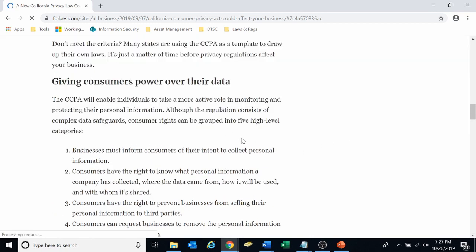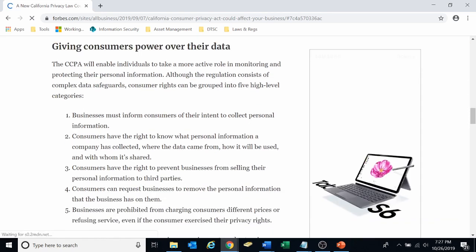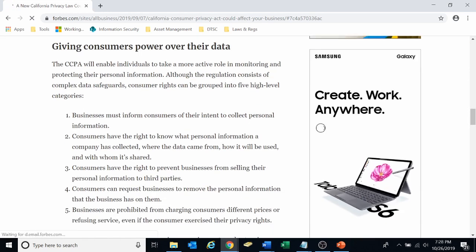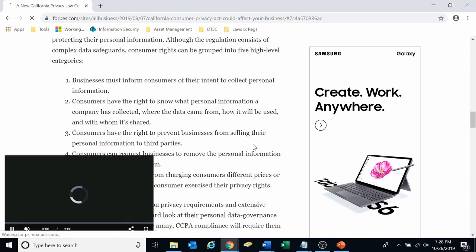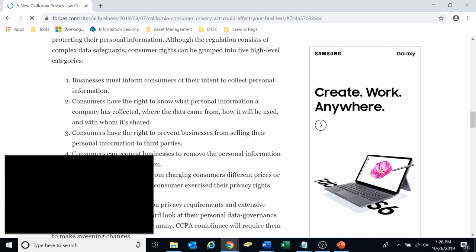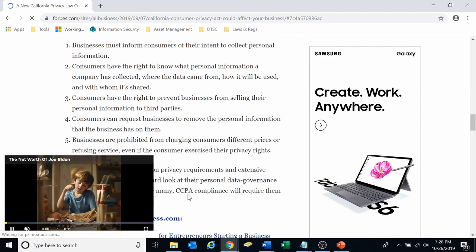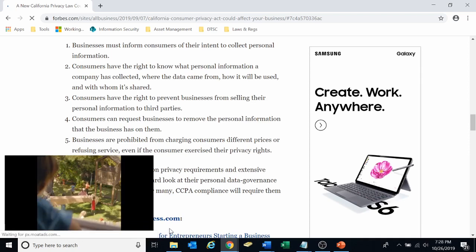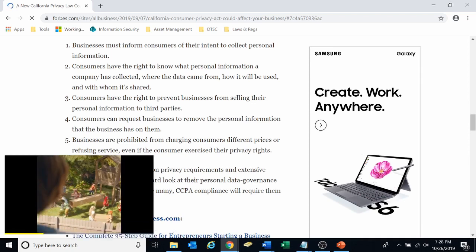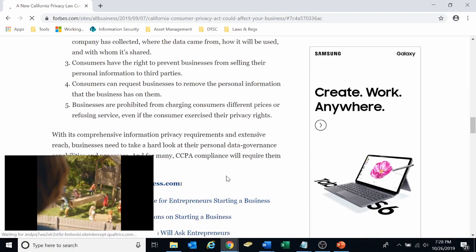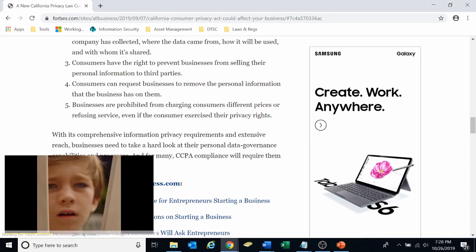All right. So essentially, the California Privacy Act ensures that businesses must inform customers of their intent to collect personal information. Consumers have the right to know what personal information is being collected and shared. Consumers have the right to prevent businesses from selling their personal information to third parties.